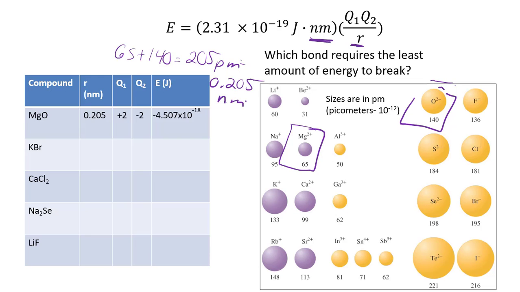And so if we put each of these values in for the Q's and the R, you put it on your calculator, then you should get this value here. Go ahead and stop the video and try and solve for the next 5 ionic bonds.